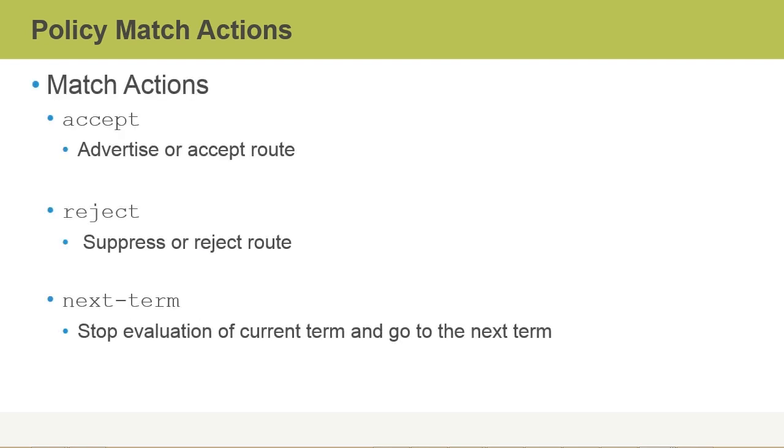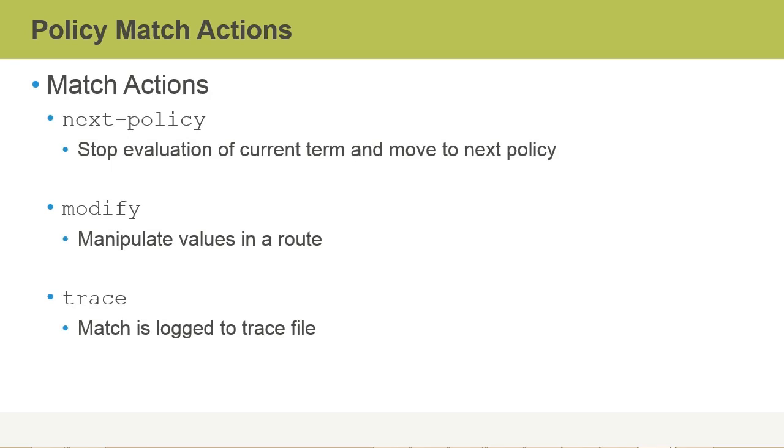Now, as I mentioned, accept and reject are the most common match actions that you place into your configuration, but they're not the only match actions that we use. So accept will accept the route information, reject will reject the route information. Another example of an action that you can place into your policy is next term. Next term means that the routing device will stop the evaluation of the current term and instantly jump to whatever your next term is.